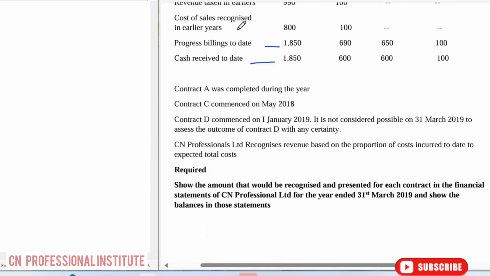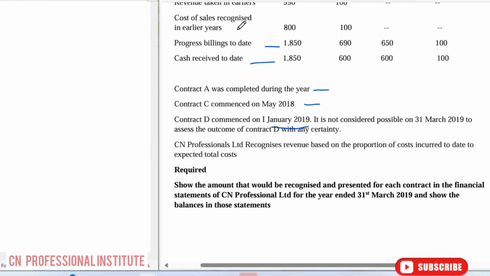Then there are more notes here. Contract A was completed during the year. If a contract is completed during the year, it means progress is 100%. So you can decide not to compute the progress and solve it yourself, but immediately the contract is completed, then progress is 100%. Contract C commenced on 1st May 2018. Contract D commenced on 1st January 2019. It is not considered possible on 31st March 2019 to assess the outcome of contract D with any certainty.